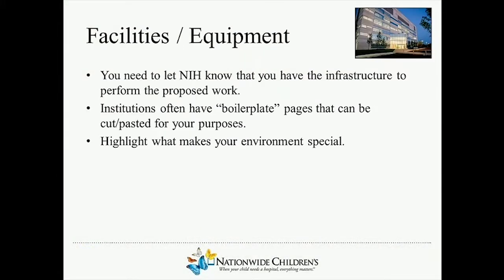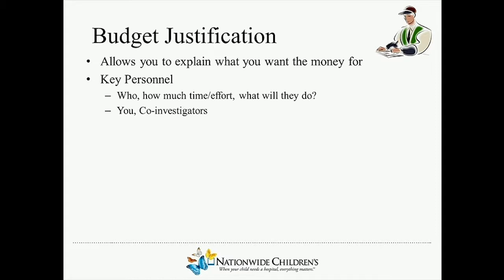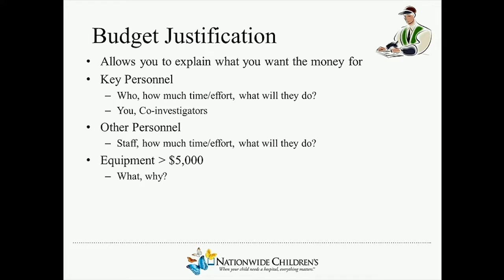You need to let the NIH know what you've got. So there are places for you to talk about facilities and equipment. Then there's budget justification, where you tell the NIH why you want the money that you want. What are you going to use it for? Who are the people that you're going to employ? What are they going to do? Do you have equipment you're going to buy? Again, for Ks, the budget is so fixed that this is usually not very complicated. It's much more important for Rs and bigger grants.